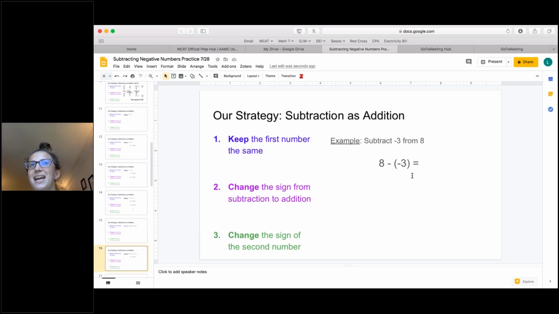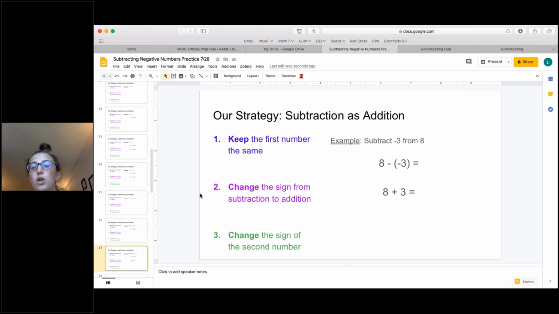Now I'm subtracting a negative number, and that's a little bit harder for me to think about what that means. With adding, I can kind of think it through. With subtracting, it's harder. So I'm going to use this strategy. I'm going to keep change. Well, my first number was 8, so I'm going to keep it as 8. Then I'm going to change my sign from subtraction to addition. And then I'm going to change the sign of the second number from -3 to make it +3, which I'll just write as 3.